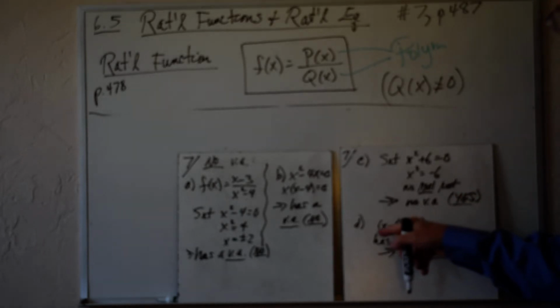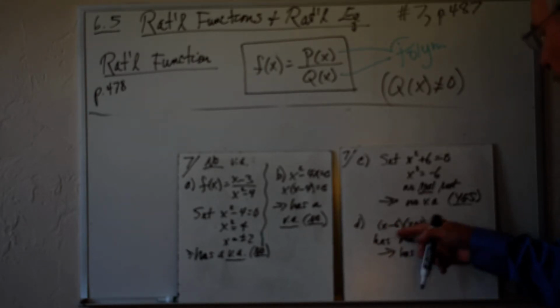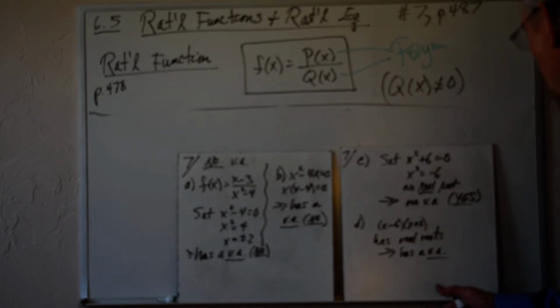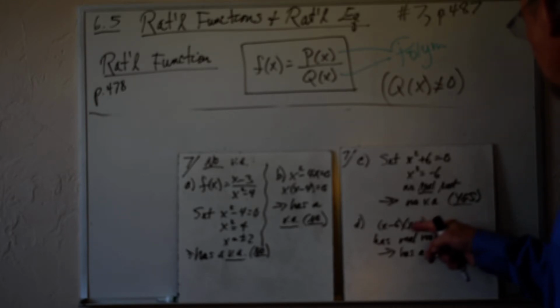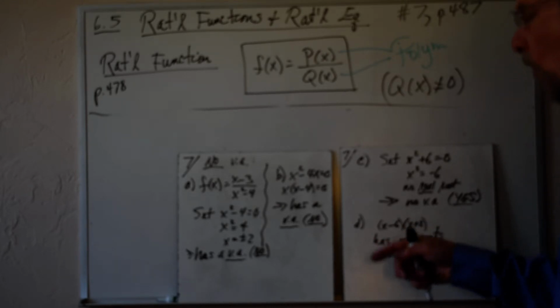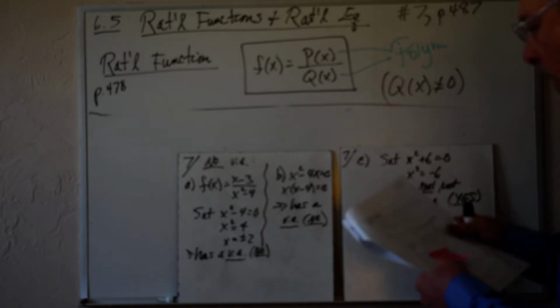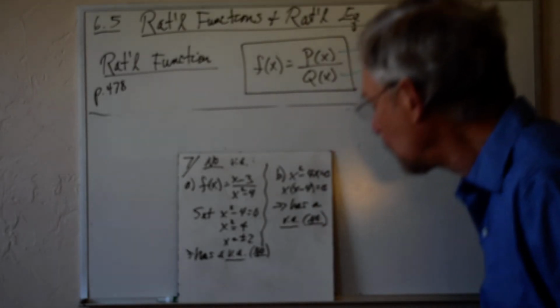And just to double check, if you look at the denominator in part D, you can see it's already factored for you. You can see this has a couple of real roots, so therefore it has a couple of vertical asymptotes, assuming that these real roots don't cause the numerator to go to 0 at the same time. Okay, so that's how you work with vertical asymptotes.